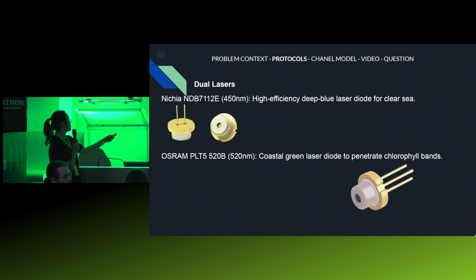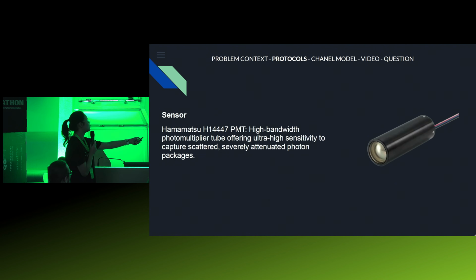About the protocols, there are the 2 lasers we have chosen. The first model is the Nichia one, with 450 nanometers, which is a blue color, more or less. It provides high efficiency in deep blue laser for clear water. The second one we chose is the Osram model with 520 nanometers, which is the green color, for the places with high chlorophyll bands, like in the harbor or the coastal.